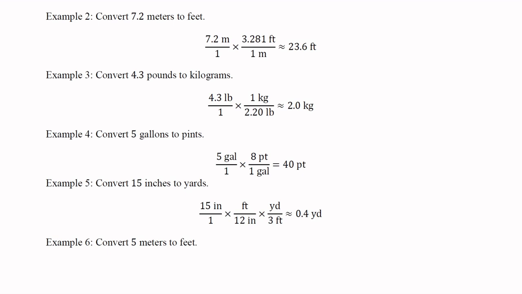And then for example 6, convert 5 meters to feet. So we start off with 5 meters. We're going to convert our meters to yards. 0.914 meters is 1 yard. Then we're going to convert yards to feet. There are 3 feet in a yard. So you do 5 times 3 on the top first. That gives you 15, divided by the 0.914 on the bottom, and that gives you approximately 16.4 feet.